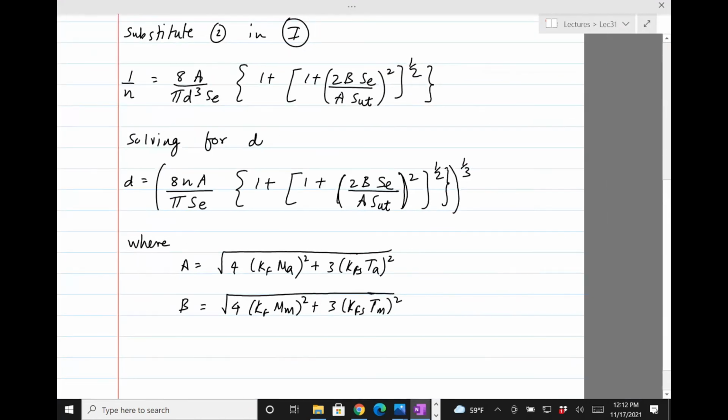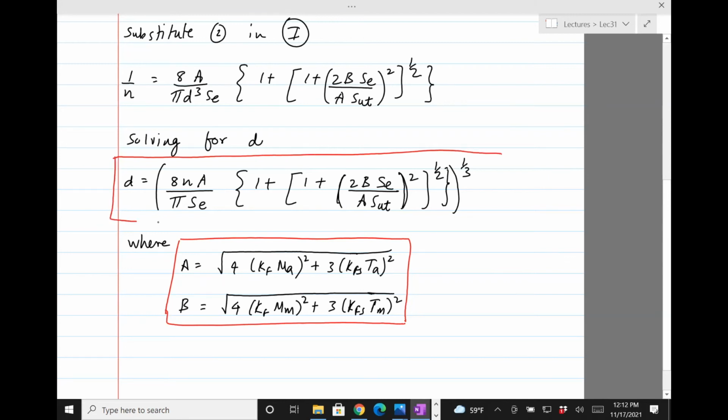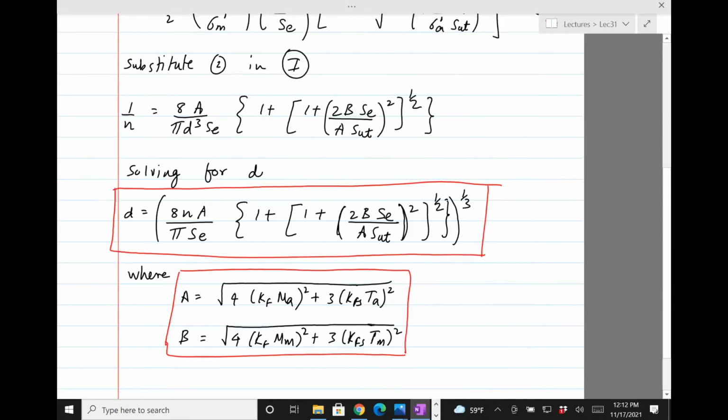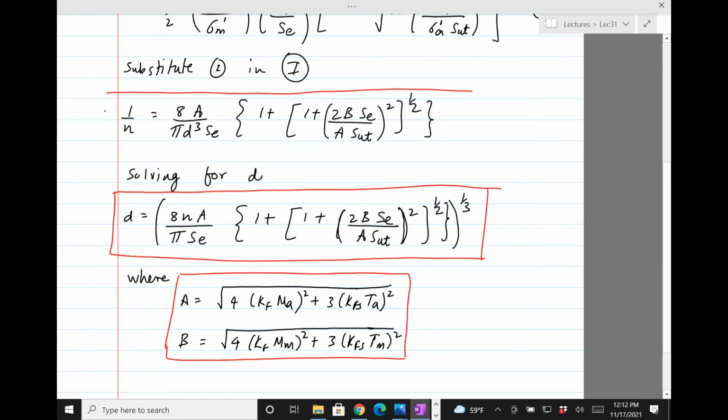Okay, so let's mock up all those equations which are important. So that's A and B. This is solving for the diameter, and then this is for solving for the factor of safety. Okay, we're almost there. Two more, and then we get to solve.